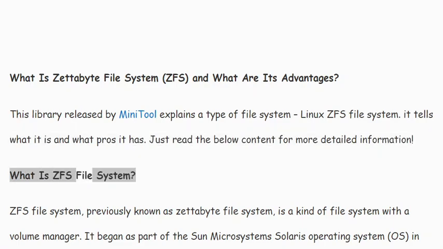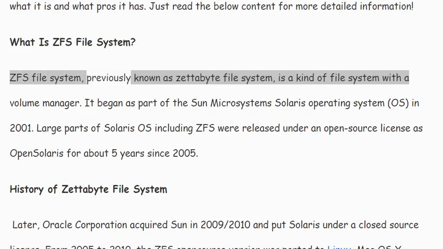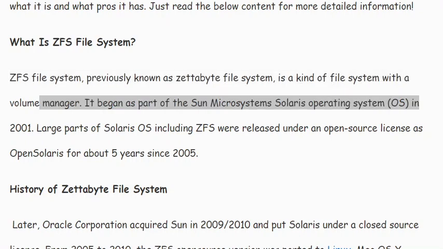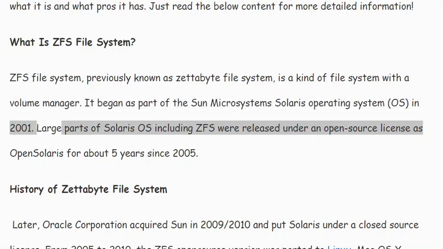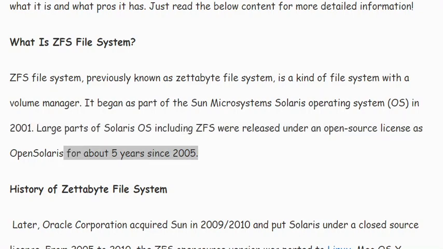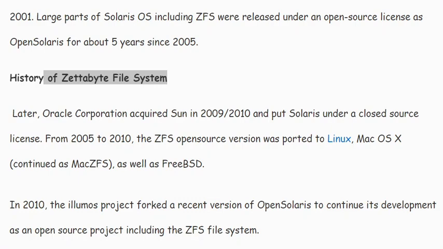What is ZFS file system? ZFS file system, previously known as Zettabyte file system, is a kind of file system with a volume manager. It began as part of the Sun Microsystems Solaris operating system (OS) in 2001. Large parts of Solaris OS including ZFS were released under an open-source license as OpenSolaris for about 5 years since 2005.